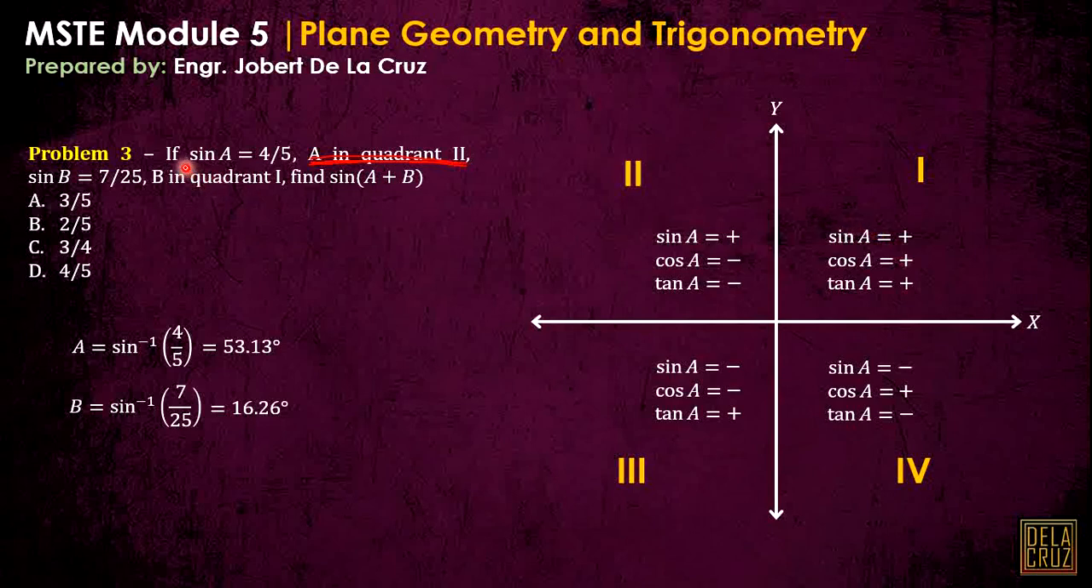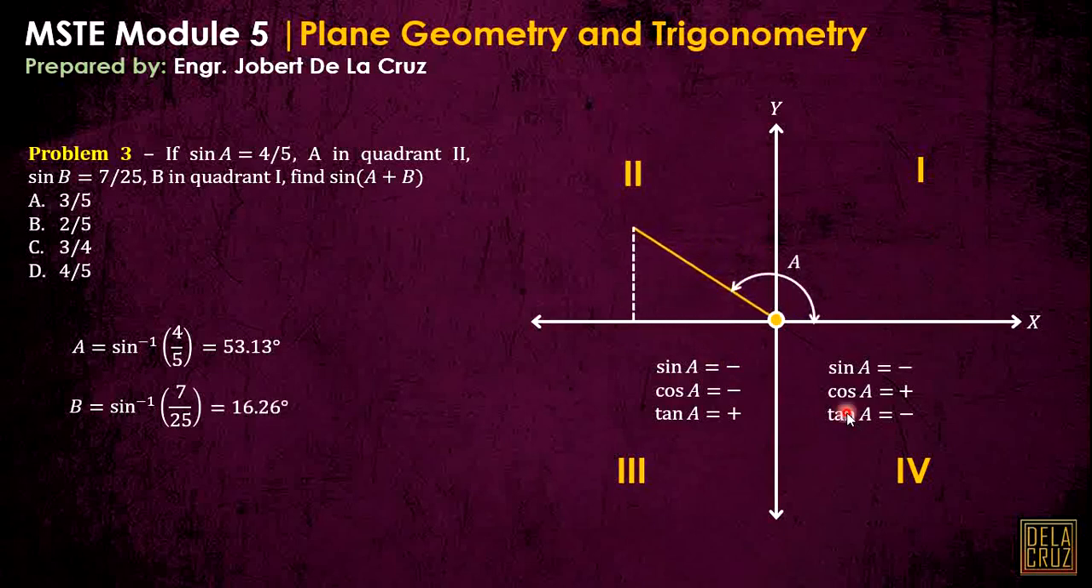So, of course, our sine A here is positive, so it can be in quadrant 1 and quadrant 2. Pwede sa dalawa because positive sine is nandito sa quadrant 1 and quadrant 2. Now, it clearly states here that this A is in quadrant 2. That means, look at this one. Okay, so ito yung angle A natin in quadrant 1. Now, yung value of A in quadrant 2 is the supplement sa kanya.